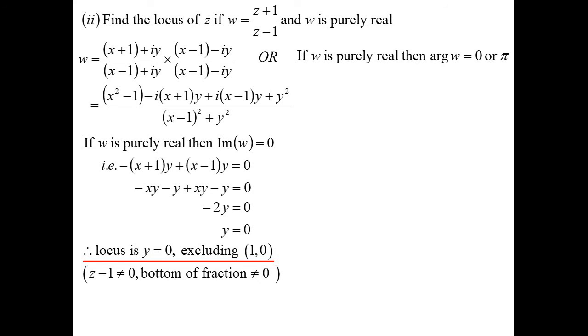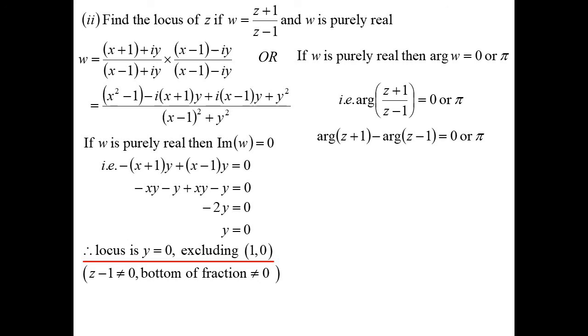Geometrically, if I did it this way, well, now I'd be saying, well, I know the argument is either 0 or pi. It's got to be one of the two. Therefore, the argument of z plus 1 on z minus 1 is 0 or pi. If I break that argument into two different arguments, I've got argument of z plus 1 minus the argument of z minus 1 is 0 or pi. And we have to think about what this means geometrically.